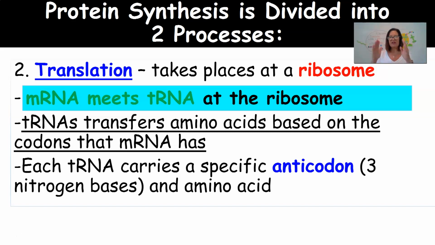As it does this, it's going to transfer that amino acid on. When they connect, the amino acid on the top is then going to help build this protein. So the mRNA's codon is going to meet up with the tRNA's anticodon. So these two have to meet.